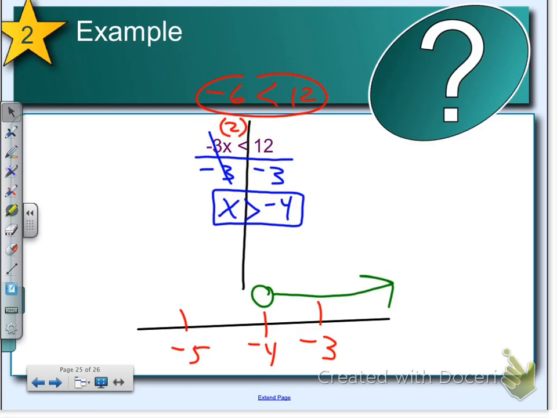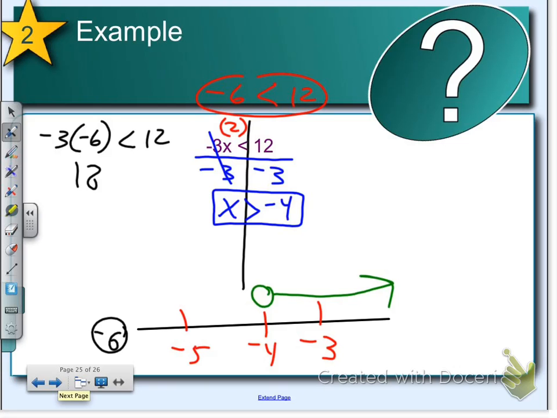For example, let's take -6. -6 is right here. Let's put in -3 times -6 is less than 12. What's -3 times -6? Positive 18. Is 18 less than 12? No. See why we have to switch the signs when you're dividing or multiplying by a negative.